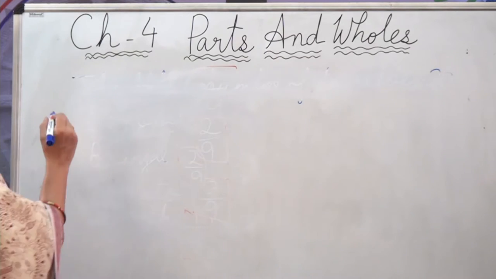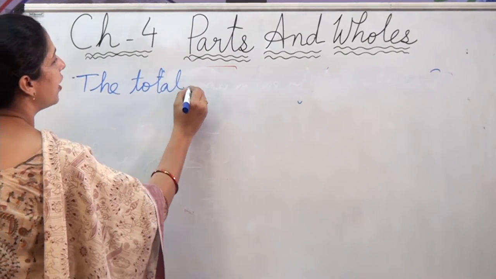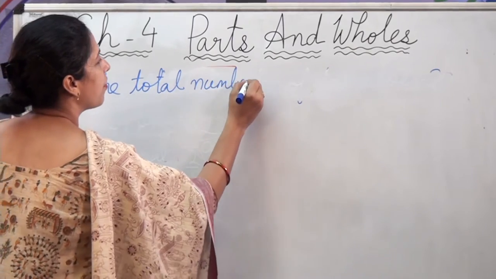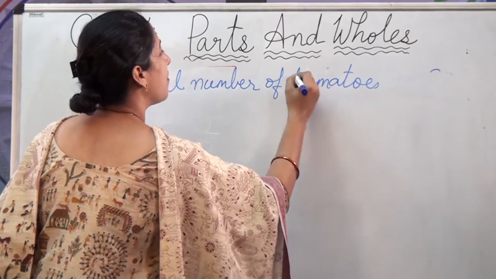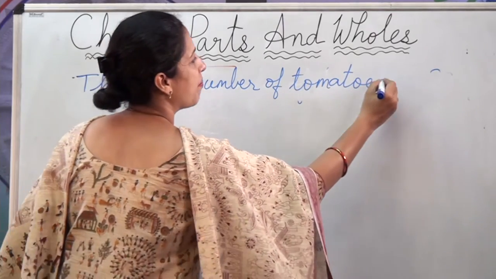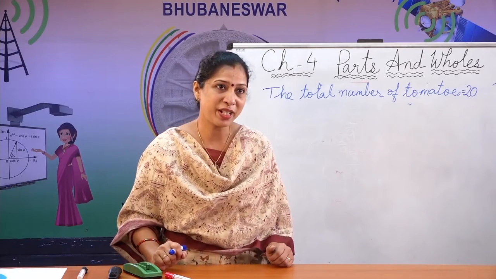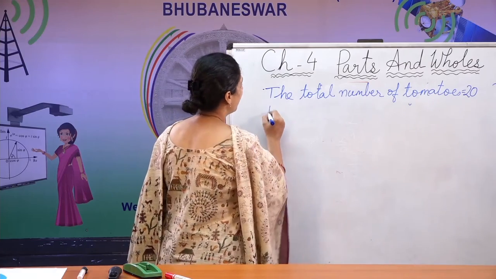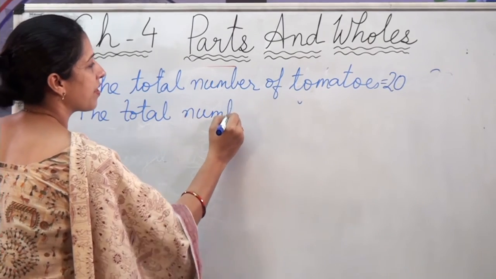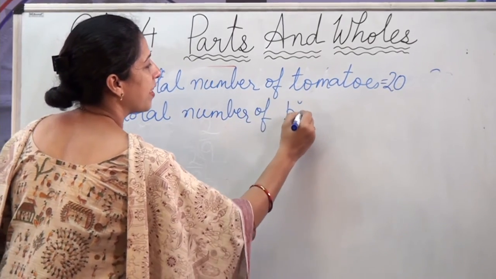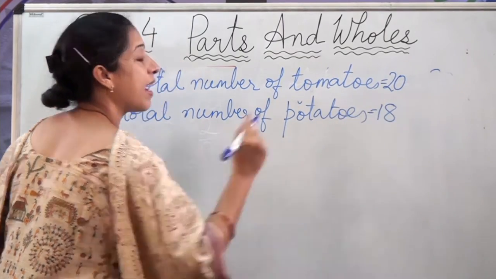So let me just write down the total number of tomatoes. I think you must have finished counting. So the total number of tomatoes is 20. And how many total potatoes are there? The total number of potatoes is, yes children, keep on counting, 18.